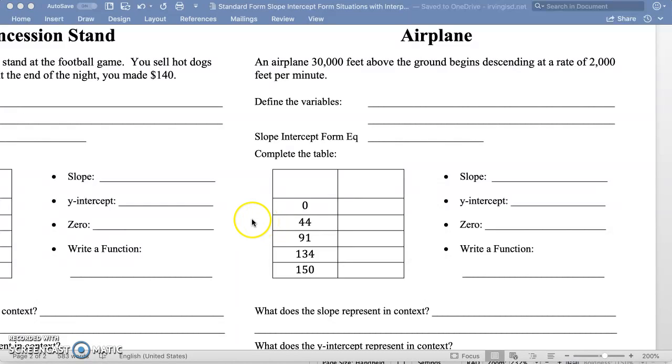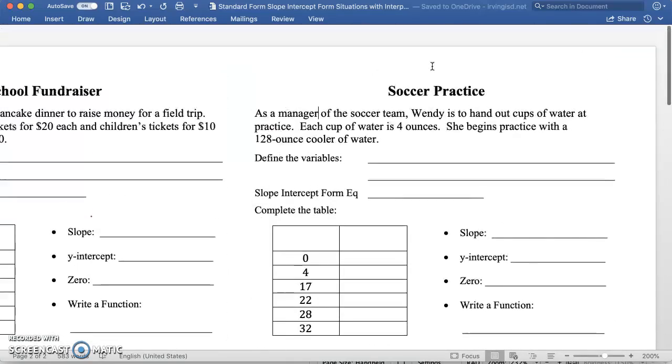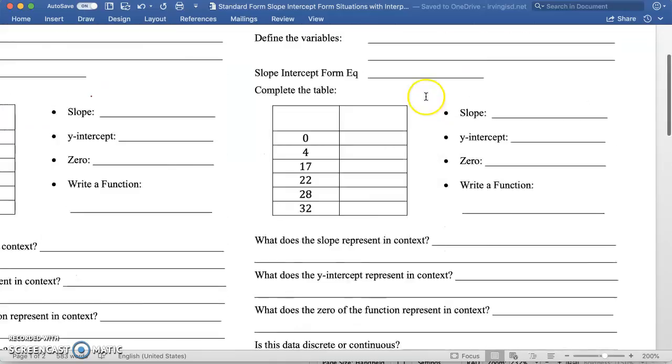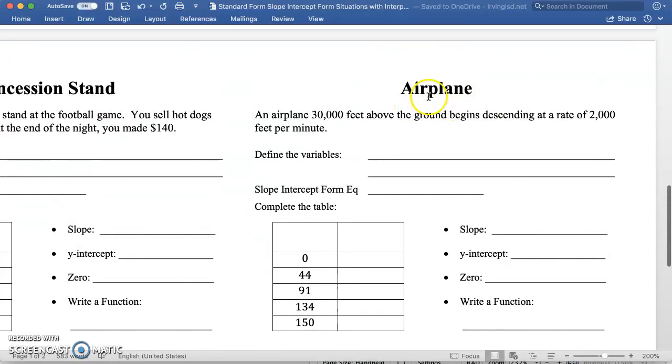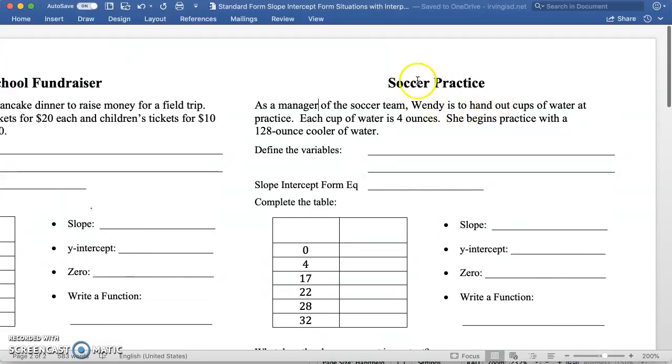Good morning, class. Today we are going to finish that pink paper. We have two problems left. The problem that says airplane, and then the problem on the other side, it says soccer practice. So airplane, we're going to go over together in the video part of it, and soccer practice will be the problem that you complete on your own.